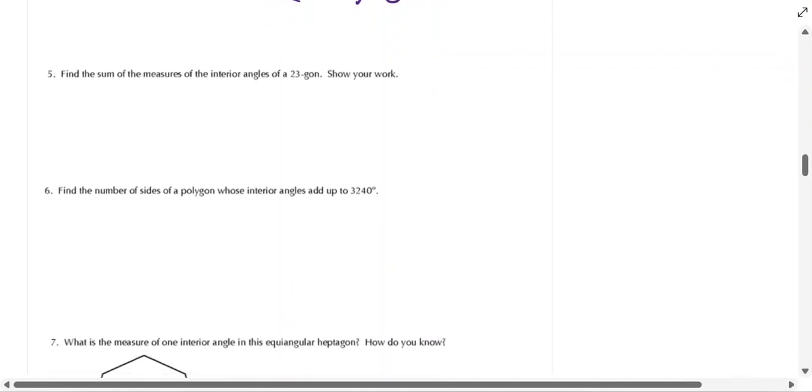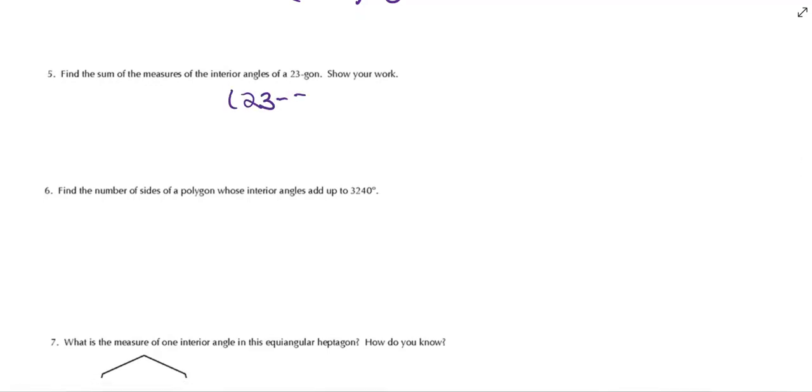Find the sum of the measures of the interior angles of a 23-gon. You would do 23 minus 2 times 180, which would give us 21 times 180, which would give us 3,780.